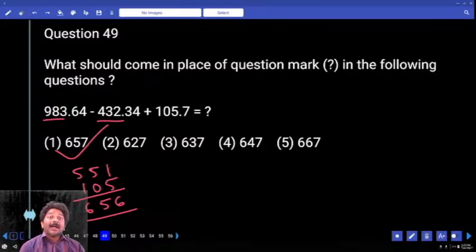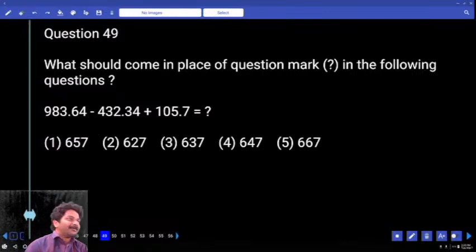Yes, I will definitely consider the number after the decimal if the options are very close, with a gap of 1. 657, 658, 656, 655. If the gap is 1, very close enough, then the number after the decimal is also important for us.